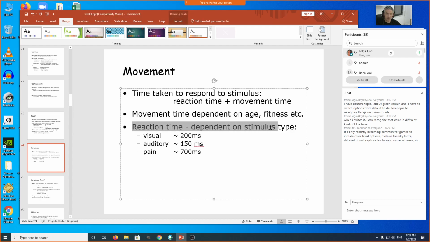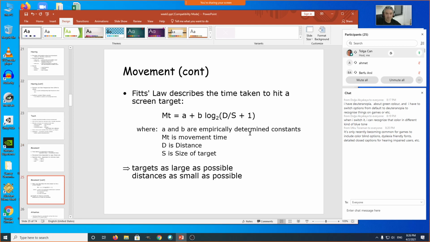One interesting thing here is the different stimulus types and our reaction times to them. Auditory reaction time is the fastest. Interestingly, the response to pain through haptic feedback is the slowest compared to visual. If you get pinched, understanding that takes 700 milliseconds. Reacting to auditory signals, on the other hand, is much faster than the others.